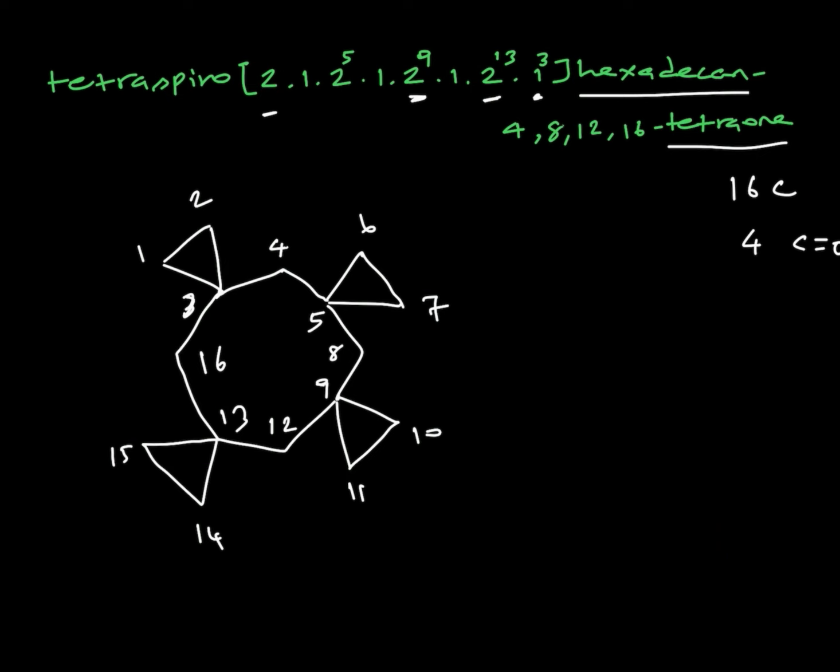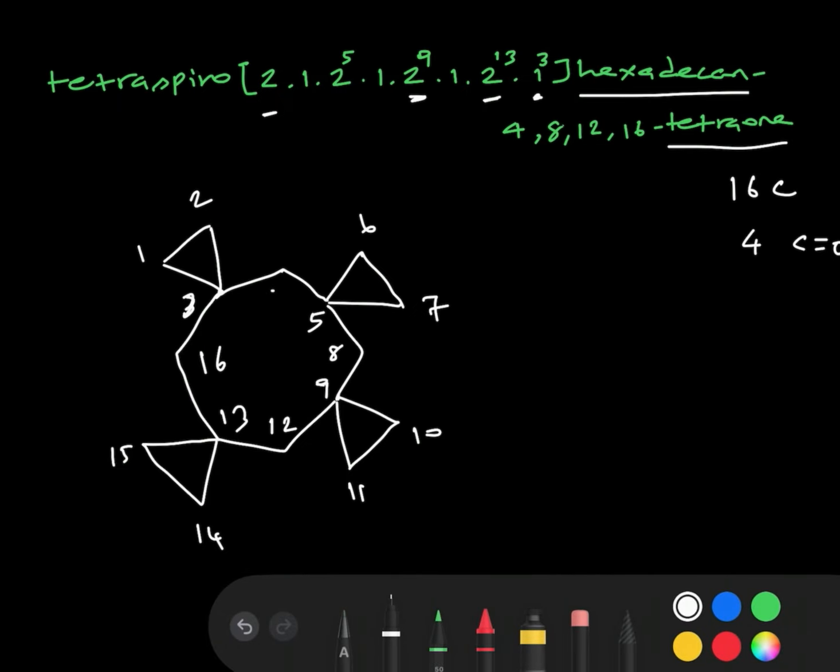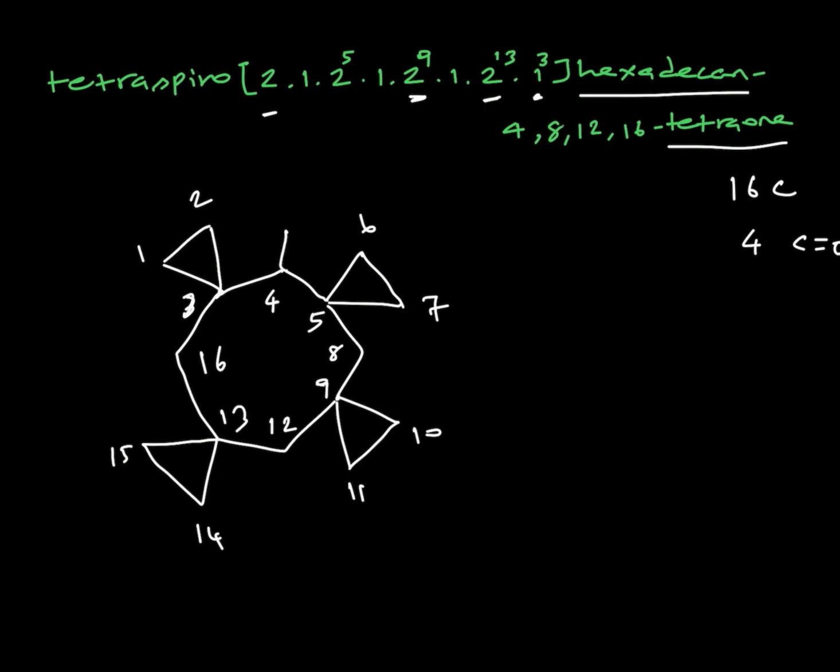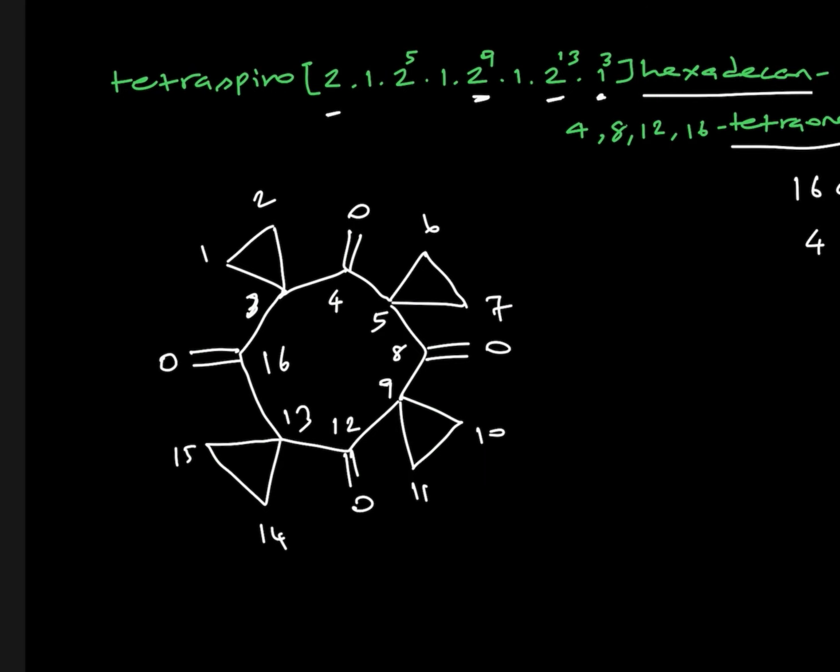Now, where are the keto groups? The keto groups are at 4, 8, 12, 16. So let's draw the keto groups there. This is 4. So at 4, 1 keto group, 8, 1 keto group, 12, 1 keto group, 16, the last keto group. So 4 keto groups we have put. So that's the correct structure for this tetraspiro molecule. Let's move on to the last example.